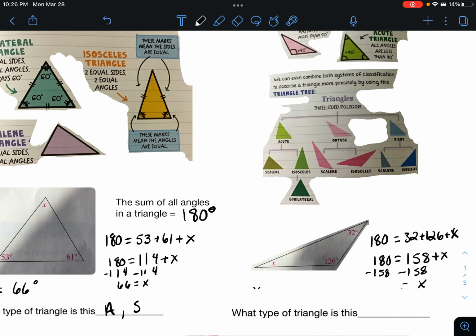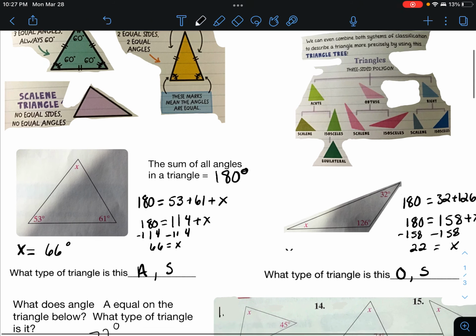And that's going to leave us with x over here, which is equal to 22. So x is equal to 22 degrees. That's the dimension of the missing angle. And then once again, looking at this triangle, what kind of triangle it is. So it has no equal angles, but it does have an obtuse angle in it. Therefore, it's an obtuse triangle. So O for obtuse. And no sides that are the same, so it is scalene. Okay, so we're finding the missing angle of triangles as well as labeling the type of triangle they are.